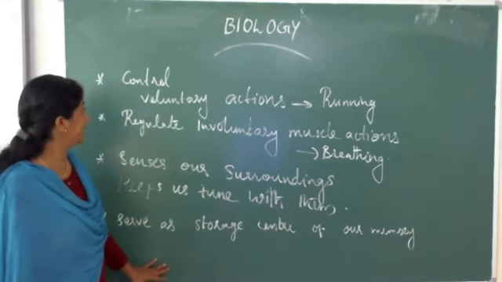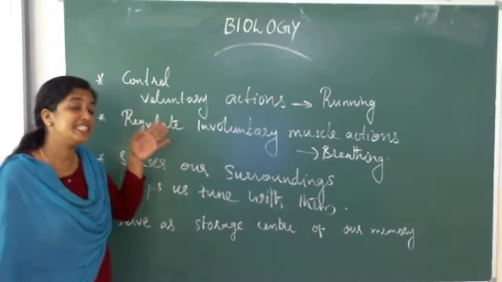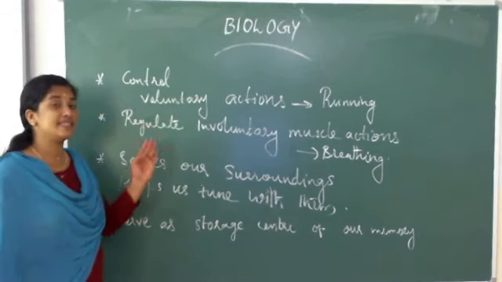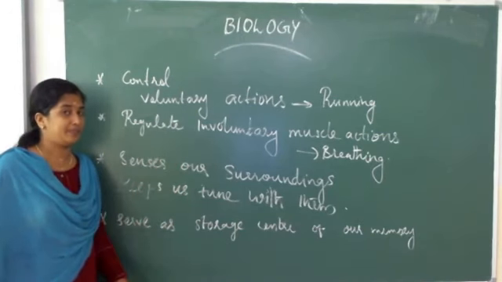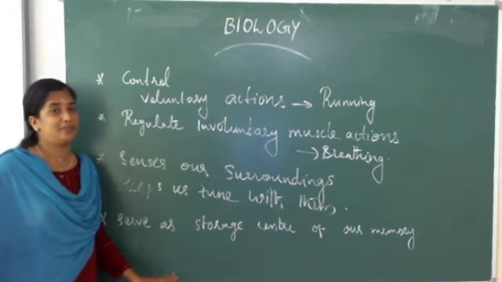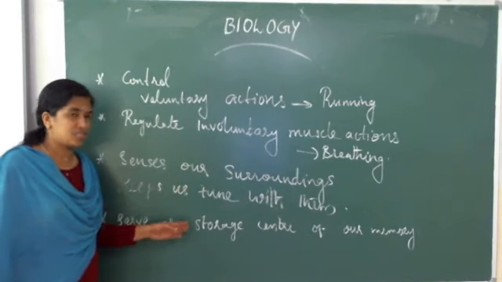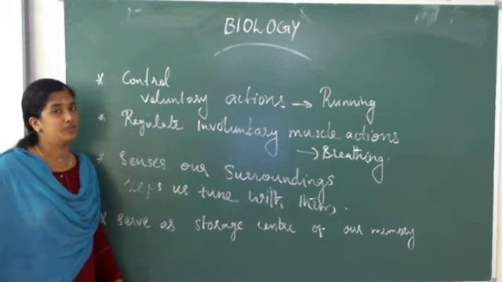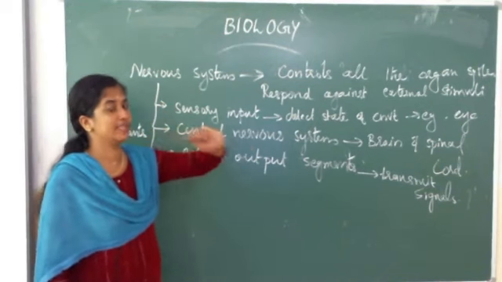Is it clear? Once again, it will control voluntary actions and also regulate involuntary muscle actions. Then it senses our surroundings and keeps us tuned with them. Then it serves as a storage center of our memory. These are the functions of the nervous system. This function list is not there in your textbook, I will give you notes. This nervous system controls all the organ systems.